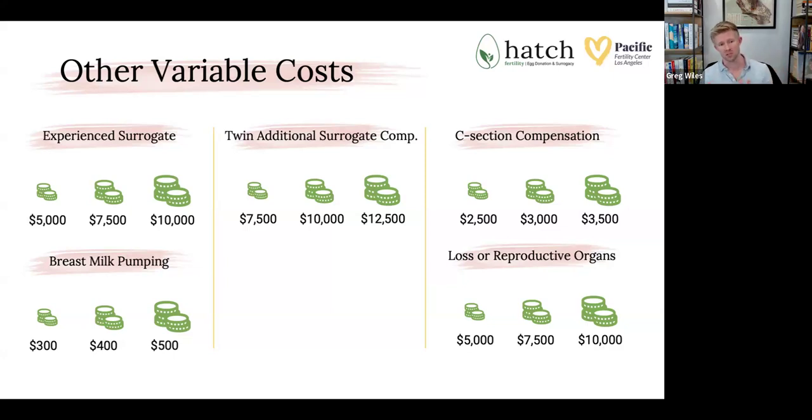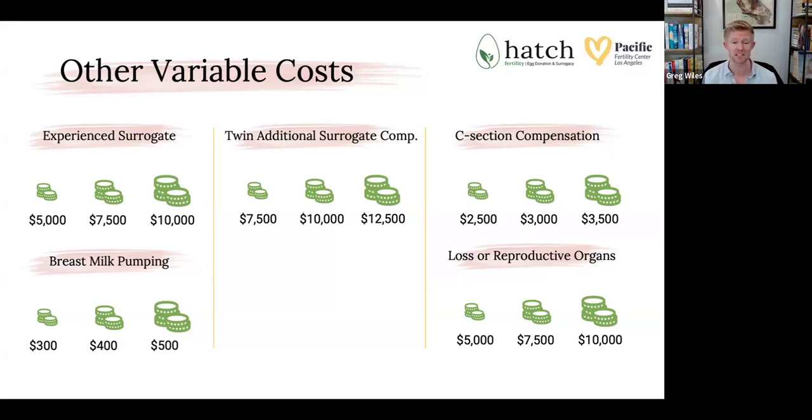There are some doctors who will still do it. There are certain situations where the balance of risks makes it make sense for some couples or parents to do that. But if the surrogate agrees to carry twins for you, they will get additional compensation, usually between like $7,500 and $12,000. This applies to not just planned twins, but also unplanned twins.